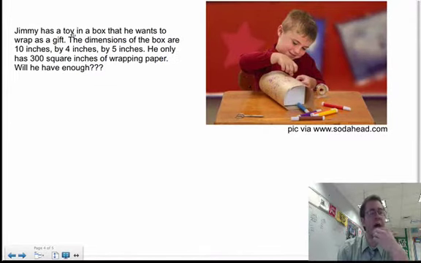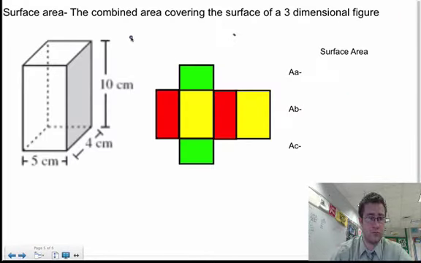Jimmy has a toy in a box he wants to wrap as a gift. This is going to be our example problem in the notes. The dimensions of the box are 10 by 4 by 5. He only has 300 square inches of wrapping paper. Will he have enough? Okay, so surface area is the combined area covering the surface of a three-dimensional figure.